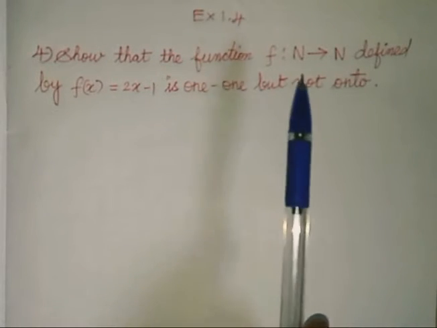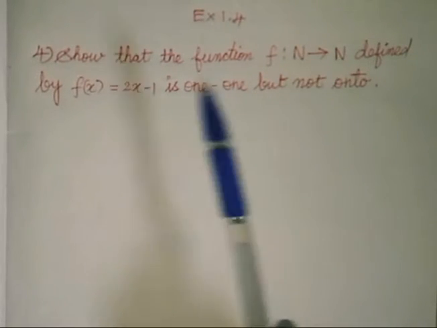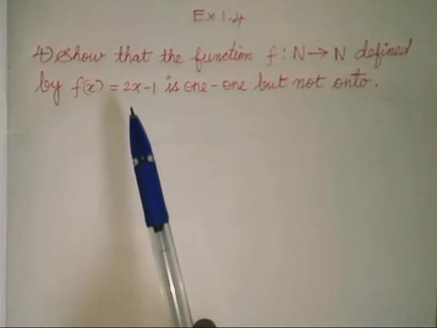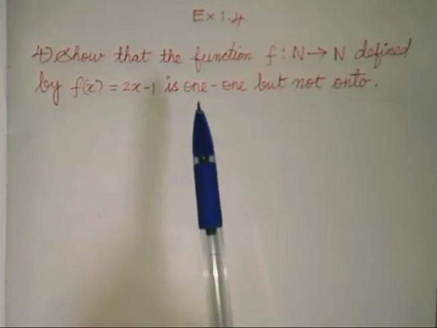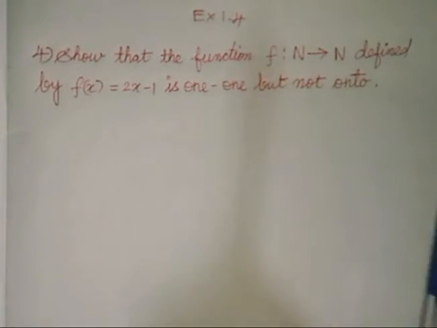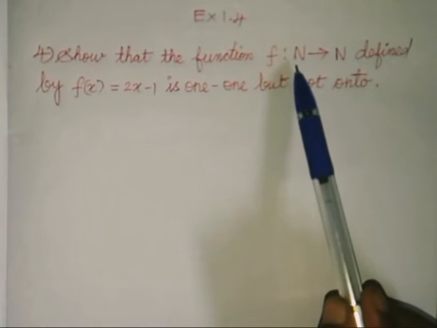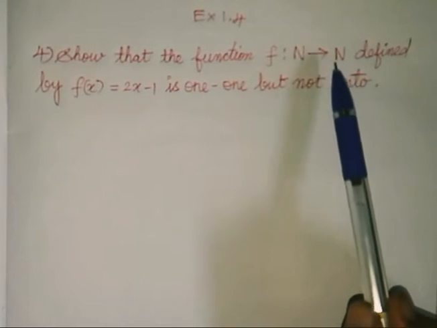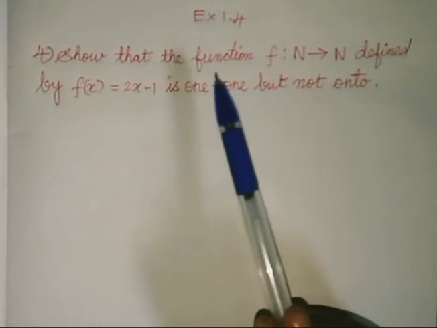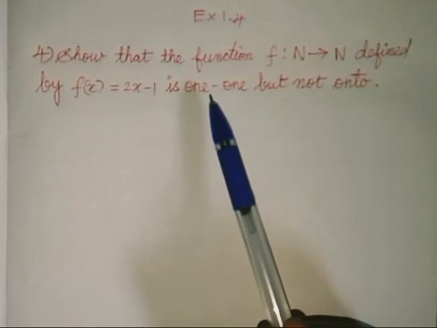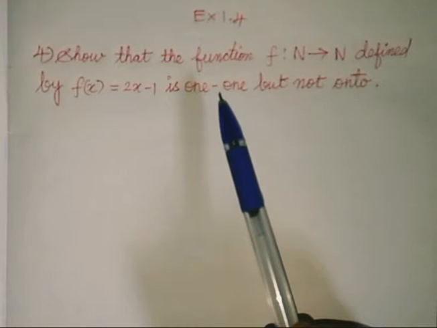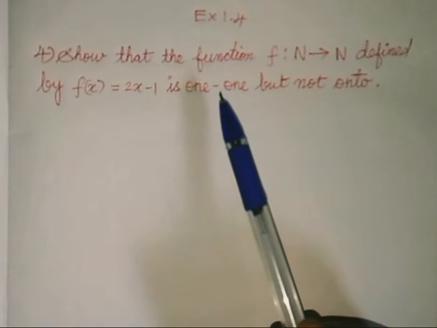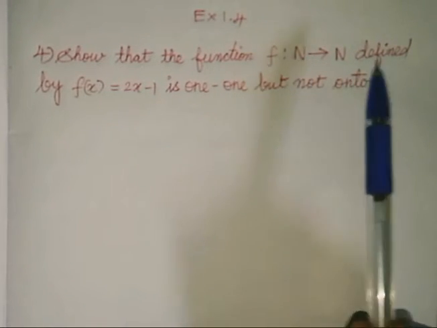Show that the function f from N to N defined by f of x is equal to 2x minus 1 is one-to-one but not onto. Here the domain is the natural numbers and the codomain is also the natural numbers. So to show a one-to-one function, first find the numbers which are related, which means finding the ordered pairs for the given function.